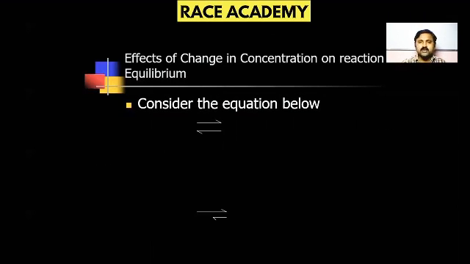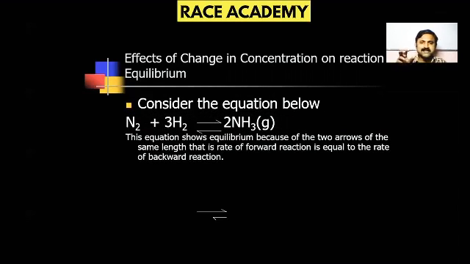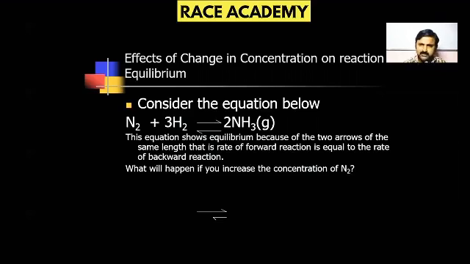Effects of change in the concentration of a reactant at equilibrium. To understand Le Chatelier's principle, we can consider the ammonia preparation equation. This equation shows that equilibrium is there: the two arrows of the same length mean the rate of forward reaction is equal to the rate of backward reaction. What will happen if you increase the concentration of nitrogen? The concentration of N2, a reactant, is increasing.